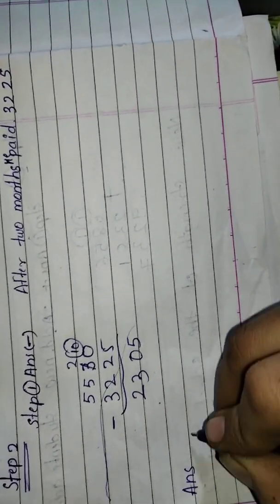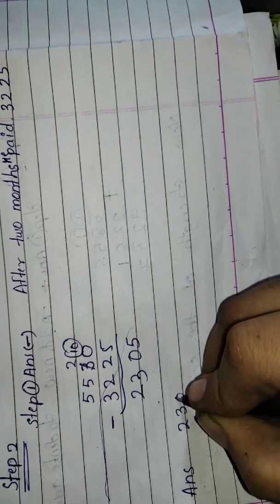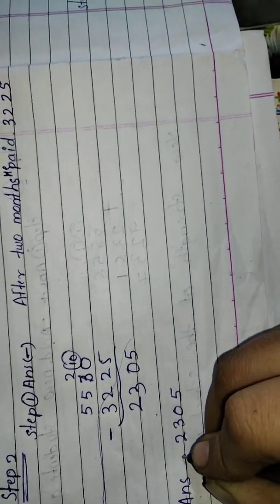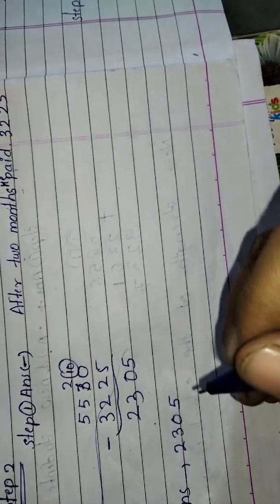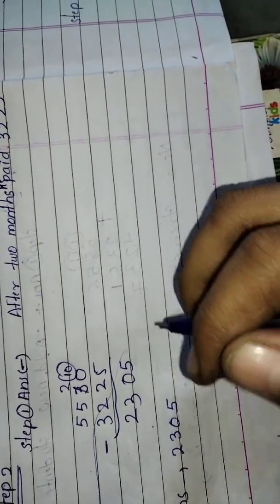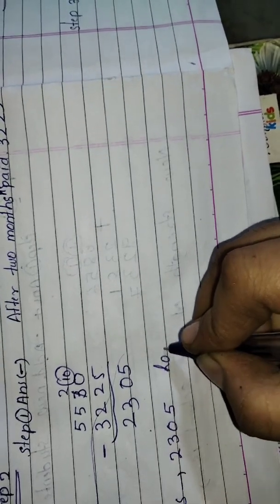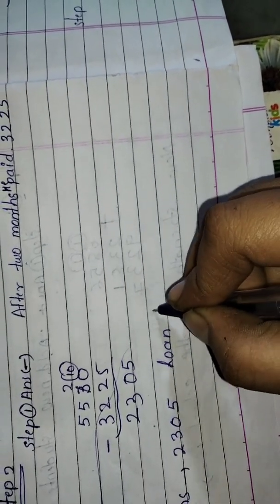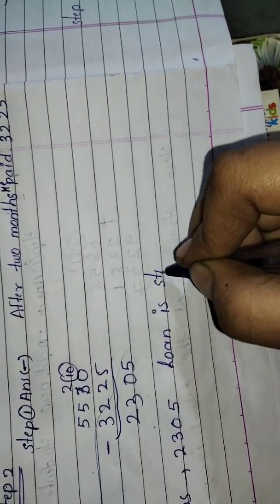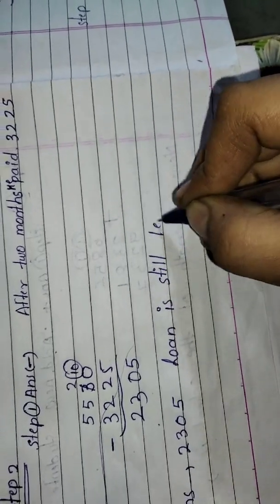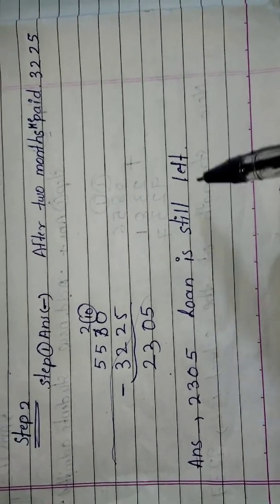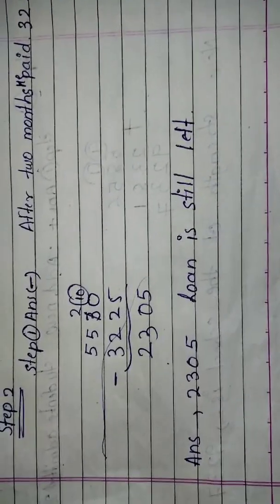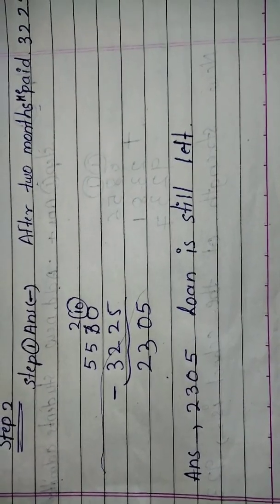Answer 2,305. Loan is still left in the bank. 2,305 loan is still left. Okay, now we'll go for the fifth one.